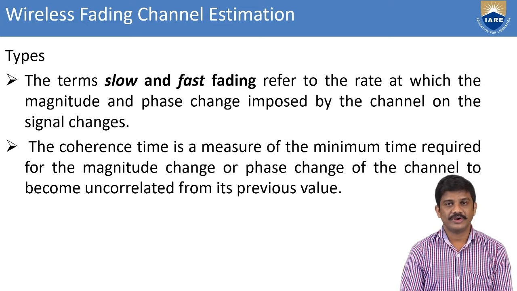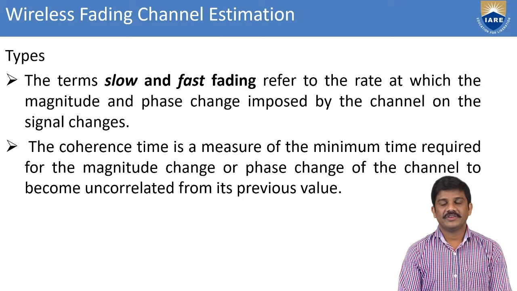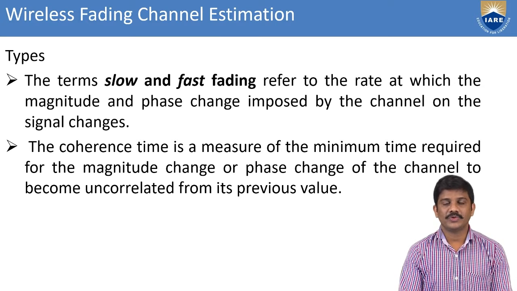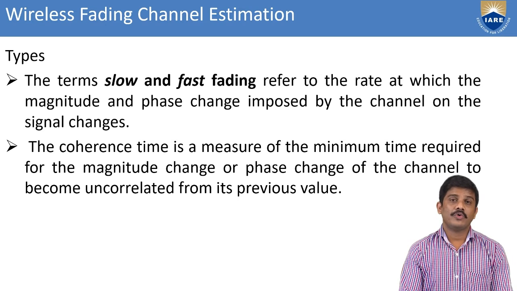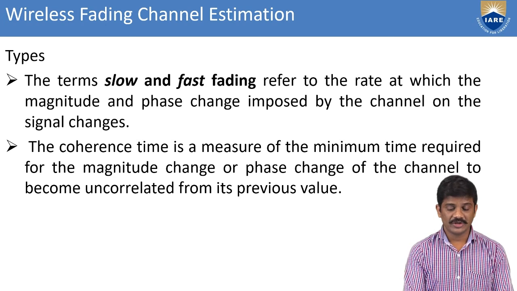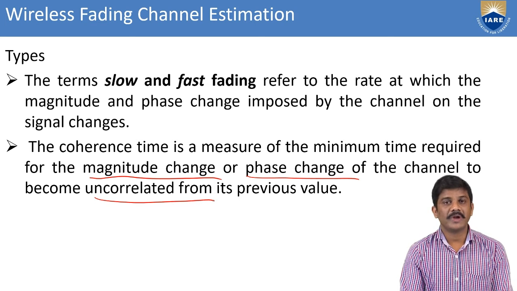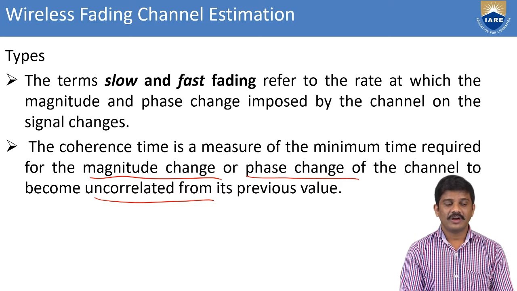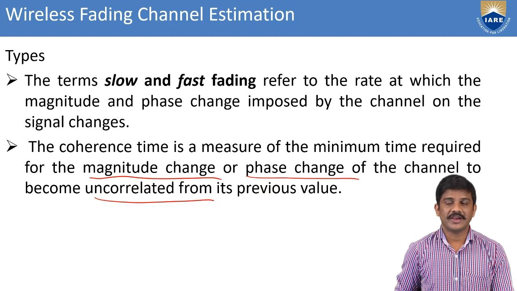They'll be having the fast fading and slow fading. That is referred to the rate at which the magnitude and phase change imposed by the channel and the signal change. The coherence time is a measure of the minimum time required for the magnitude change. Okay, then we can go with the uncorrelated function, that is the change of the magnitude and also change of the phase. Then we can go with the channel estimation.